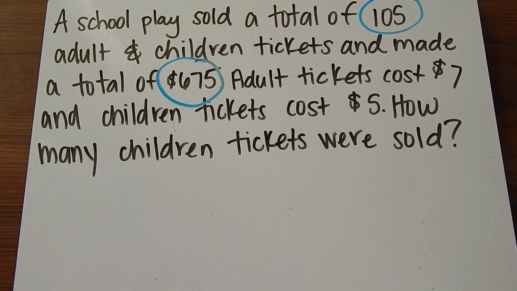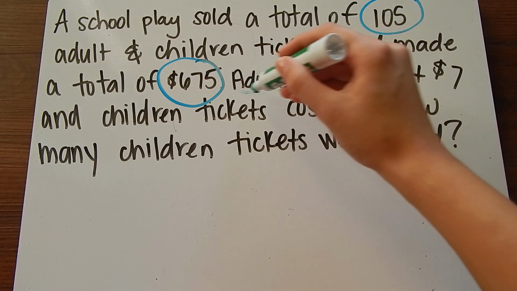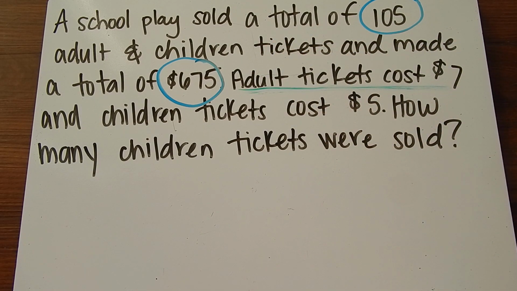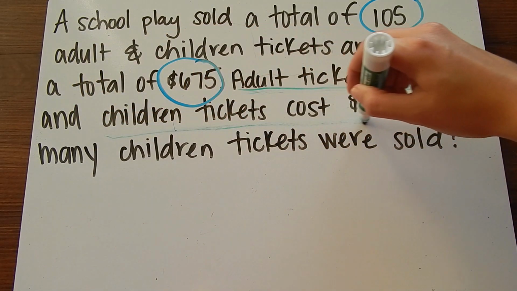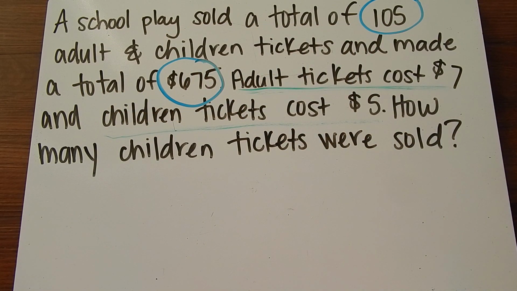Adult tickets cost $7. That is not a total, however, it is important, so I'm going to underline. Adult tickets cost $7. Children tickets cost $5. Again, that's important information, so I'm going to underline it. Then the question asks, how many children tickets were sold? So let's go ahead and write our equations and then we can actually solve this.